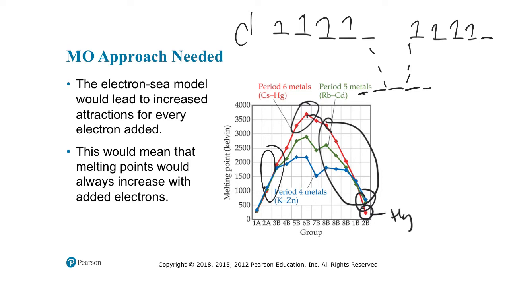So you can manage to fill, let's see here. So from thinking about this problem, like in chapter 5, we're going to get 5 bonding type orbitals.